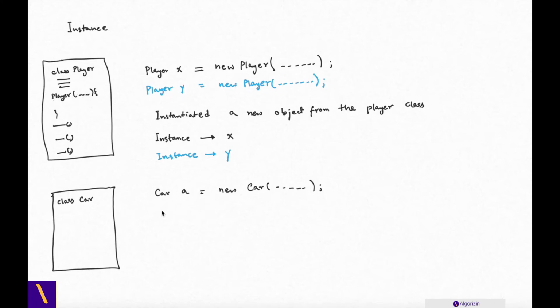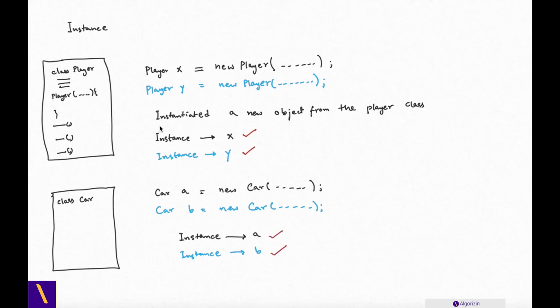Now let's say you want to create a second object from the car class. Now you have two instances of the car class. The first instance is A and the second instance is B. So how many objects have you created from the player class and the car class combined? You've created 4 different objects, right? This X is your first object, Y is your second object, A is your third object, B is your fourth object.